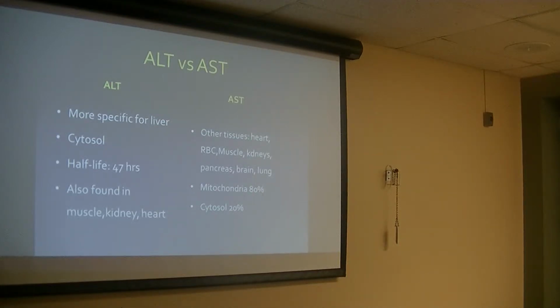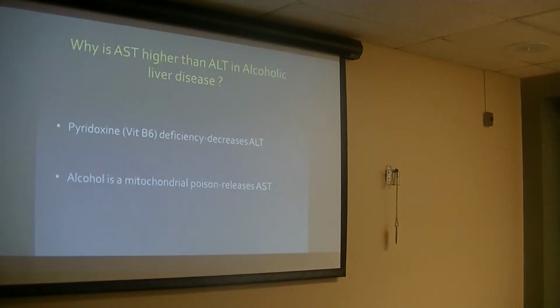So, why is AST higher than ALT in liver disease? You may have heard that usually it's a 2-to-1 ratio, and there's two reasons for that. That's because alcohol causes a vitamin B6 deficiency, which decreases production of ALT, and also alcohol poisons the mitochondria, where the majority of the AST is located, so thereby increasing this level.